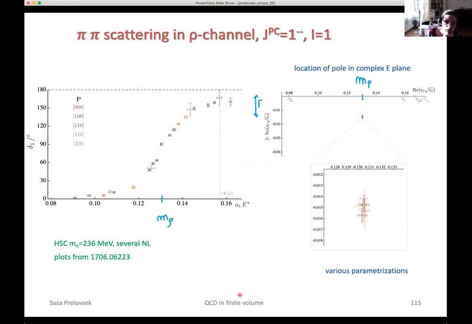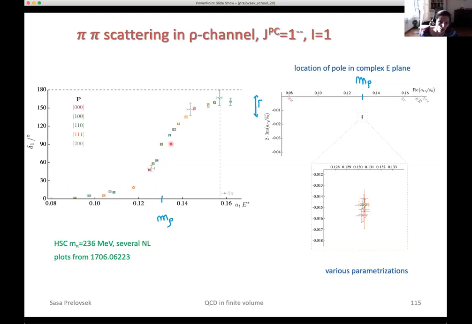Okay. Another more advanced example of a pi-pi study in the rho channel, a later one, from the Hadron Spectrum collaboration. They use several volumes and more total momenta, and you see they extract a resonance phase shift in more detail. So let's see. Phase shift 90 degrees is basically reached at 0.13. So this will be their mass of the rho here.